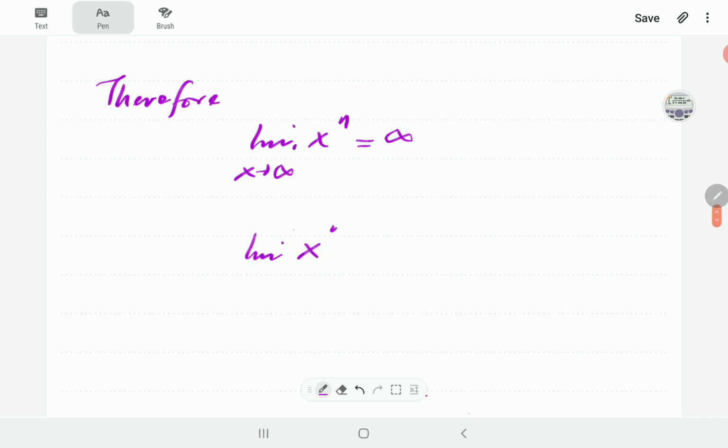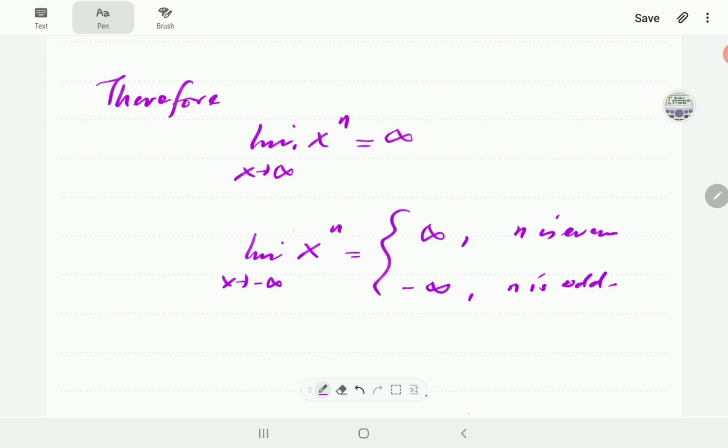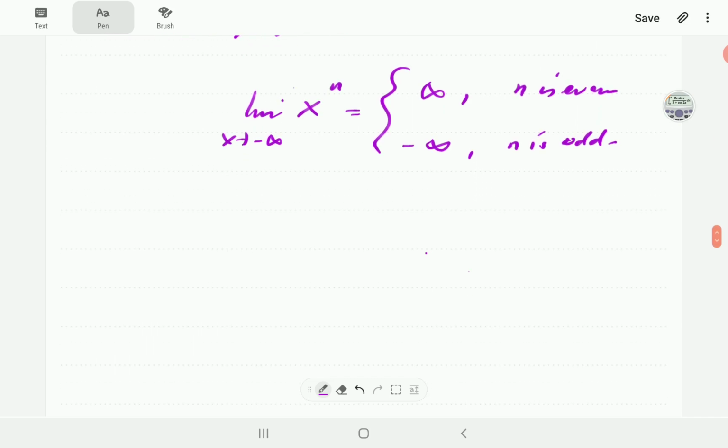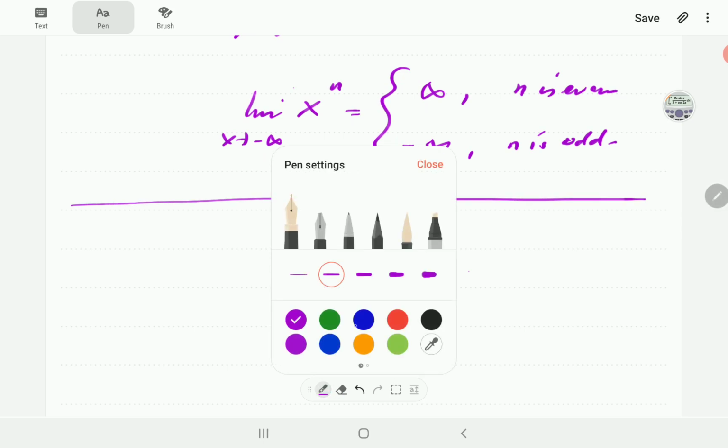However, the limit of x to the power n as x goes to negative infinity depends on whether n is even or odd. If n is even, the limit is positive infinity. If n is odd, the limit is negative infinity. So that is the conclusion from this first investigation.